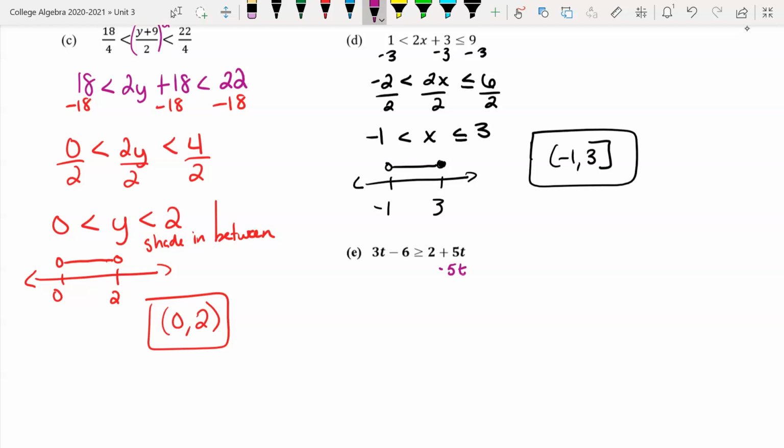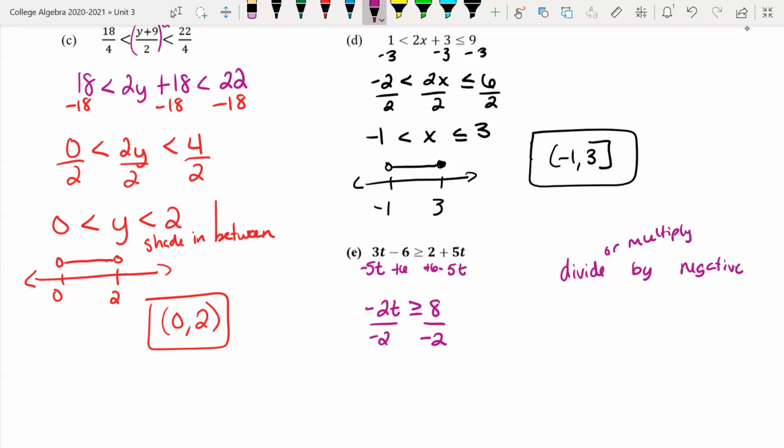If you're doing E and you move the 5t over and then you add the 6, you get negative 2t greater than or equal to 8. Now don't forget, when you divide by a negative, what happens to your inequality sign? If I divide or even multiply by a negative, most of the time we end up dividing though, it flips the inequality sign. All right, so here it's going to be t less than or equal to negative 4.